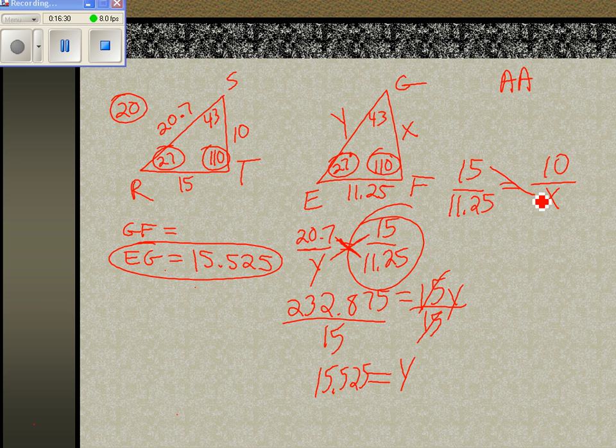We cross multiply, we get 15x equals 10 times 11.25. Remember, you just bump the decimal over one place, so it's 112.5. Somebody help me out, what's 112.5 divided by 15?